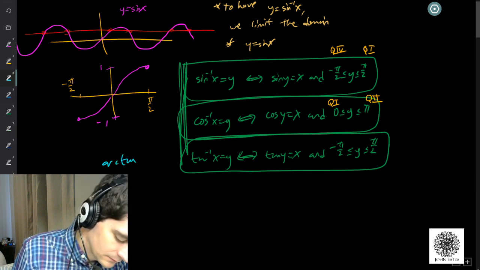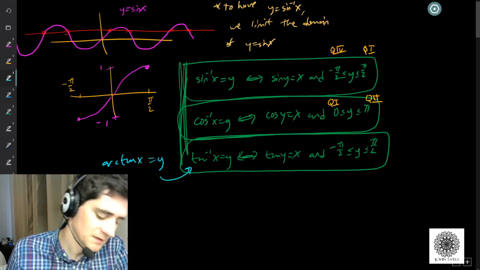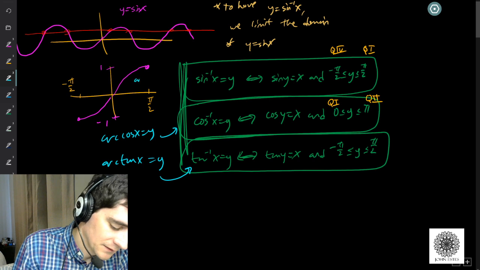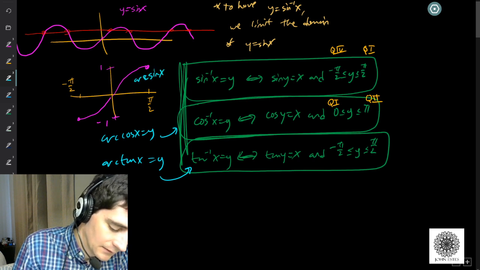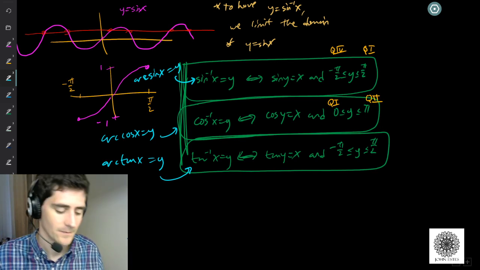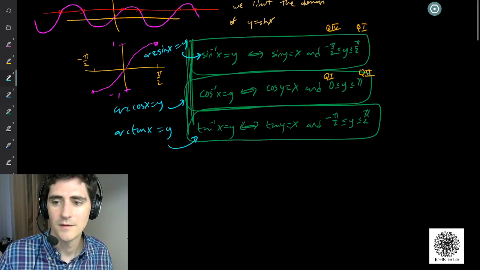arctan. Arctan is the same thing as tan inverse. It's just another way of saying it. And the same with arc cosine and arc sine. Those are all just other ways of saying sine inverse. Okay, I hope this makes sense.